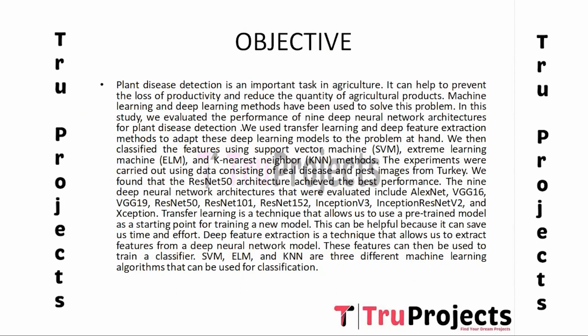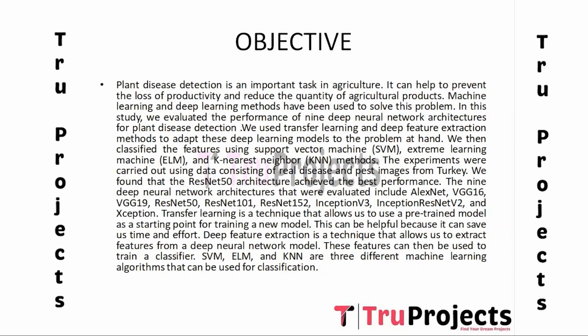We utilized transfer learning and deep feature extraction methods to adapt these models to the specific problem. Subsequently, we employed support vector machine, extreme learning machine, and k-nearest neighbor algorithms to classify the extracted features, and real disease and pest images from the Turkey contributed dataset for the experimentation. Remarkably, the ResNet 50 architecture demonstrates the best performance among the evaluated models.